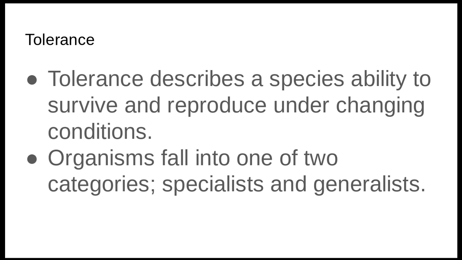Tolerance describes a species' ability to survive and reproduce under changing conditions. So when things in the ecosystem start to change, how good is that organism at dealing with those changes? That's what tolerance is. Organisms will fall into 1 of 2 categories: specialist or generalist, and which one they are determines how tolerant they are.